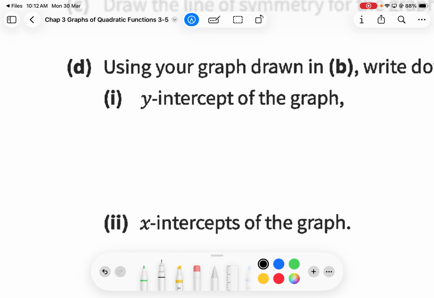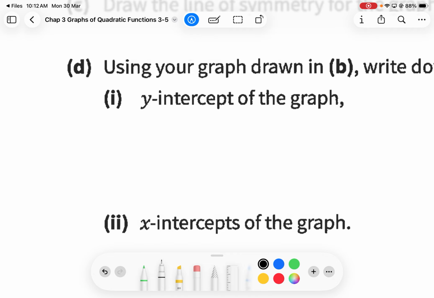Using your graph means you go to your line that you draw. Write down what is the y-intercept. What does y-intercept mean? Liz. What does y-intercept mean? Y-intercept. What is the English meaning of intercept? Cut. Very good. That is the word I will use also.